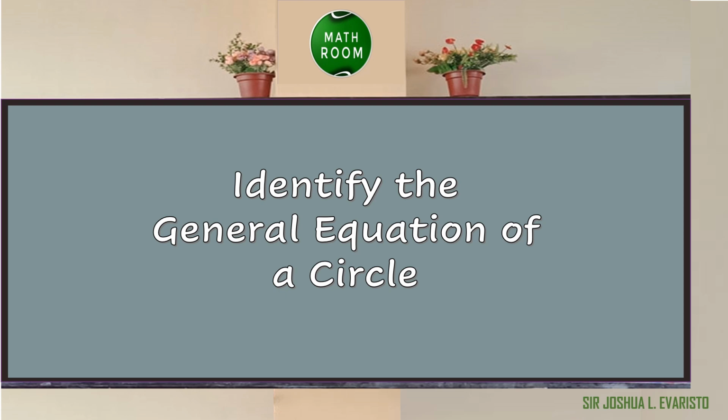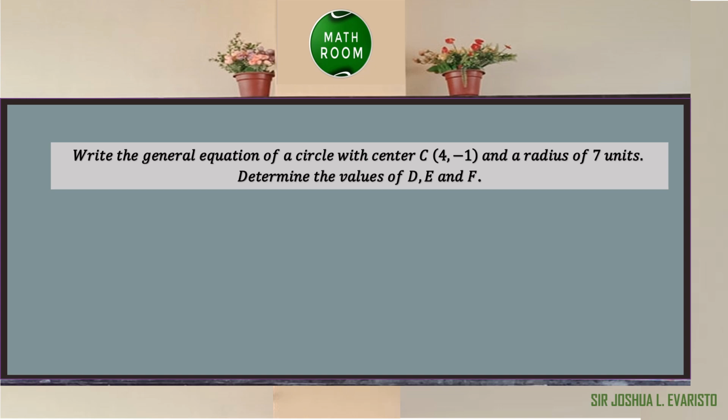Let us now identify the general equation of a circle. To do that, we can use two different solutions. Write the general equation of a circle with center C at (4, negative 1) and a radius of 7 units. Also, determine the values of D, E, and F. For the first solution, we write the center (4, negative 1) and identify our h, which is 4, and our k, which is negative 1. Then the radius is 7 units.